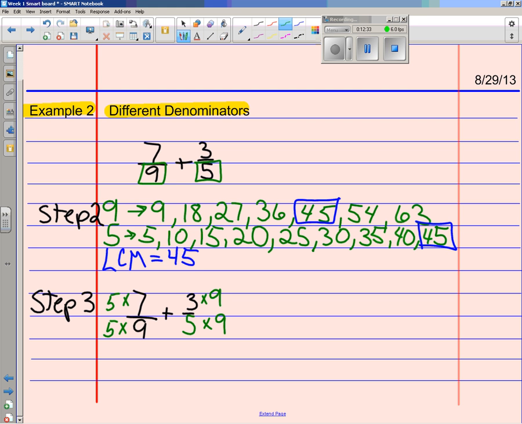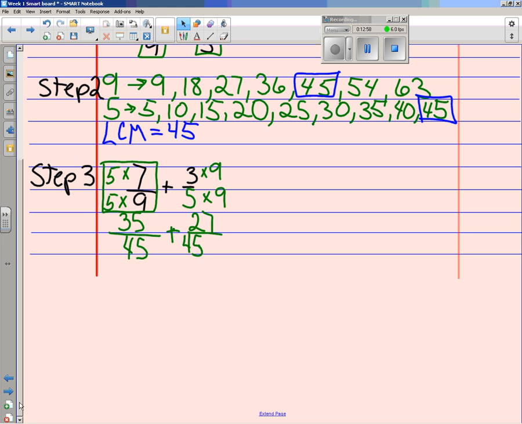So my first fraction here, 5 times 7 is 35, and 5 times 9 is 45. That gives me my first fraction. Over on the right-hand fraction, I have 3 times 9, which is 27, and then I have 45. You with me so far? That is step 3.